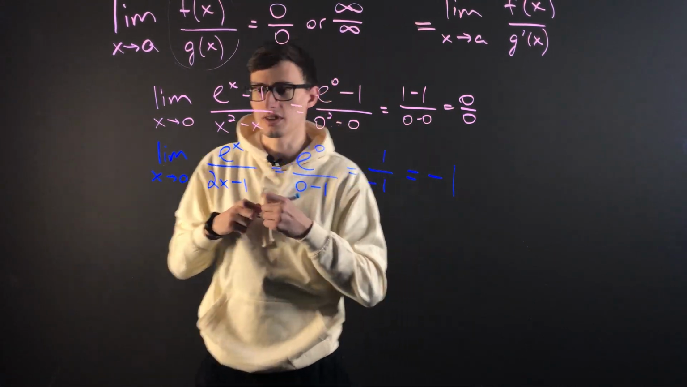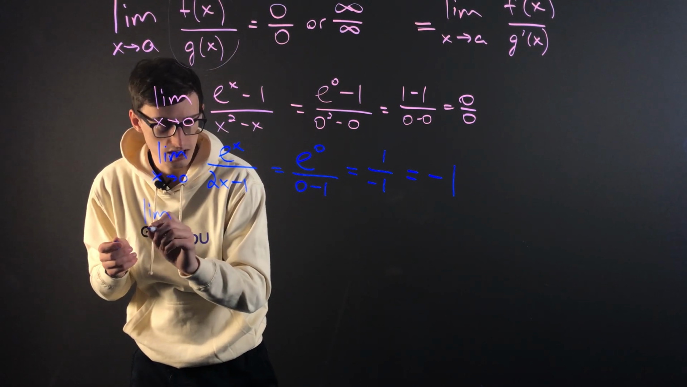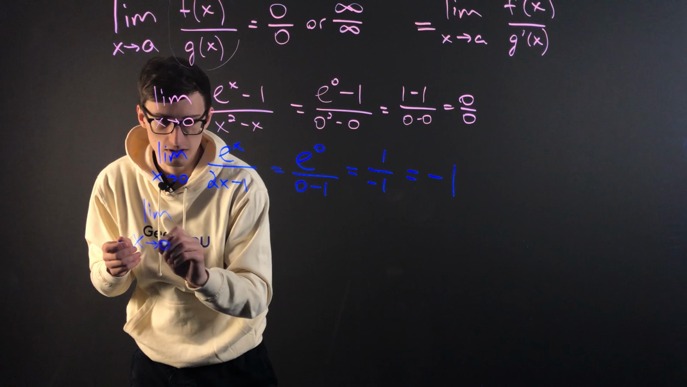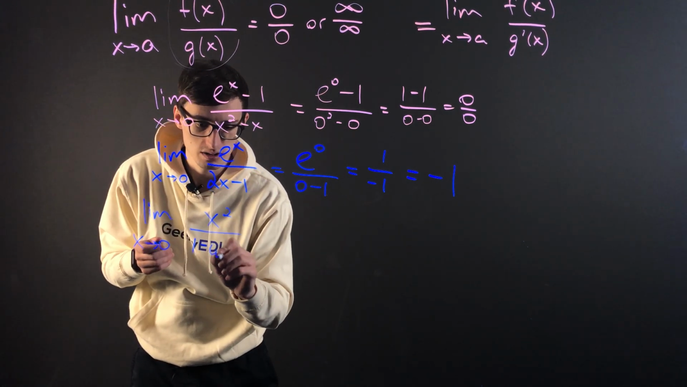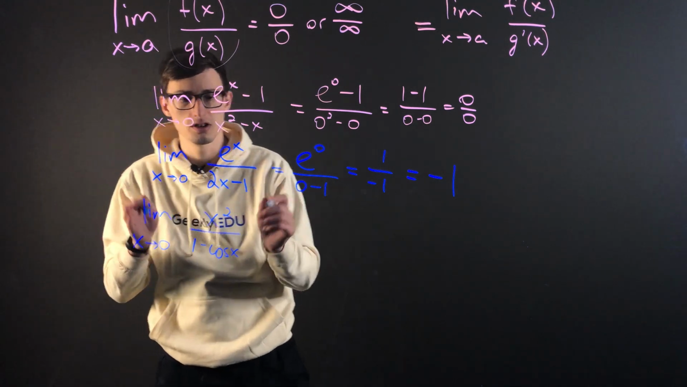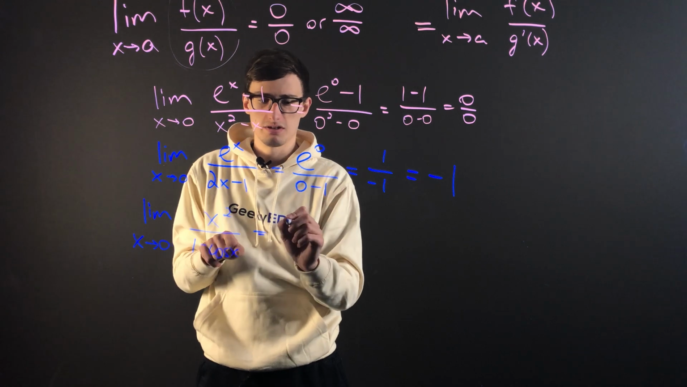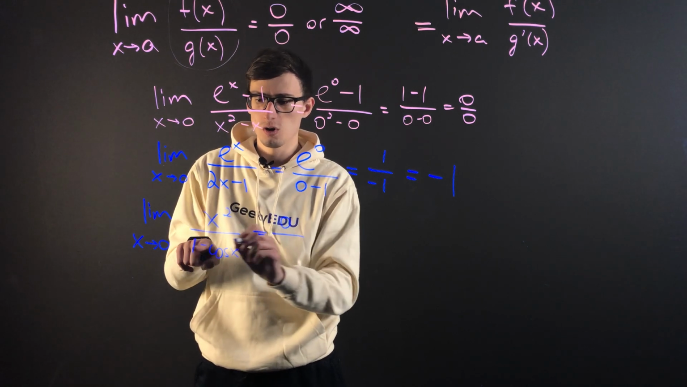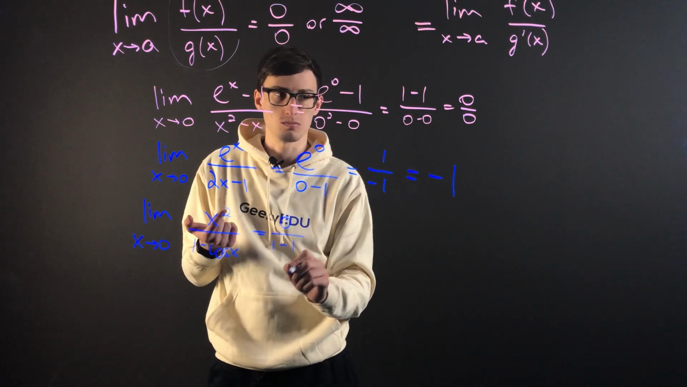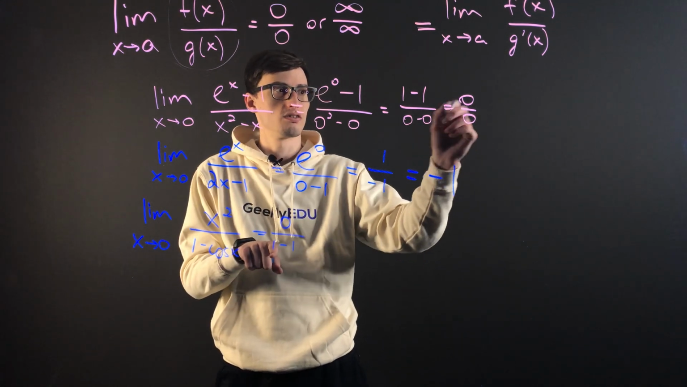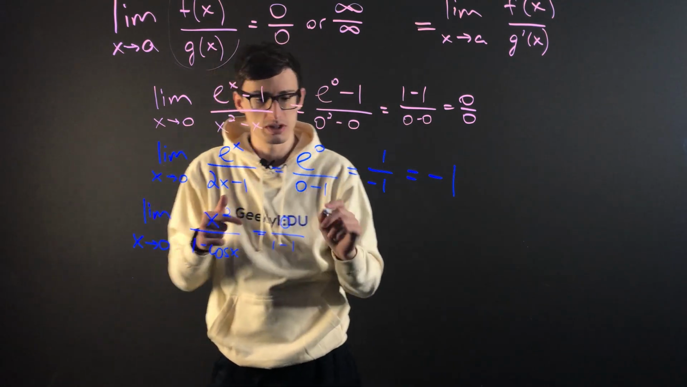Let's try another example. Let's say we have limit as x goes to 0 of x squared over 1 minus cosine x. Now, I bet you know where this is going. If we plug in the zeros, we have 0 squared is just 0 over 1 minus cosine of 0 is 1. 1 minus 1. Once again, we have 0 over 0. Doesn't work. Let's do L'Hopital's rule.